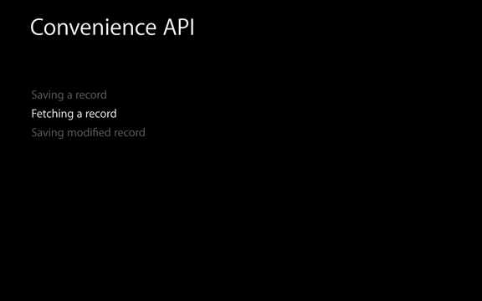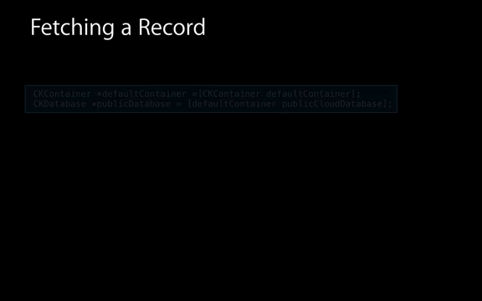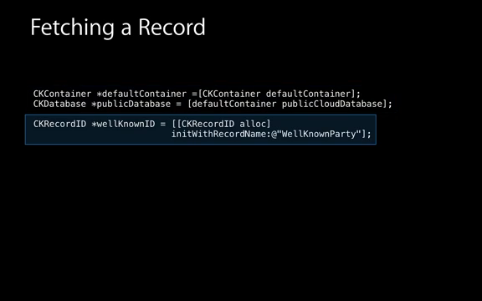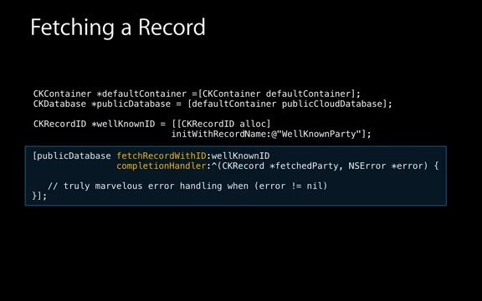So let's talk about, now that we've saved a record up to the server, how do we fetch a record back down from the server? I'm going to start by deciding which database I want to fetch a record from. I'm then going to construct a record ID, the identifier of the record I care to fetch down. Here I've gotten this name either via some side channel or it's something that's built into my application. I then can ask the database to fetch a record with ID with completion handler. Again, asynchronous, simple, amazing error handling.